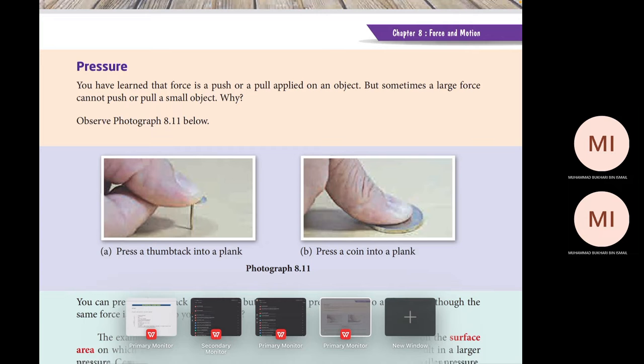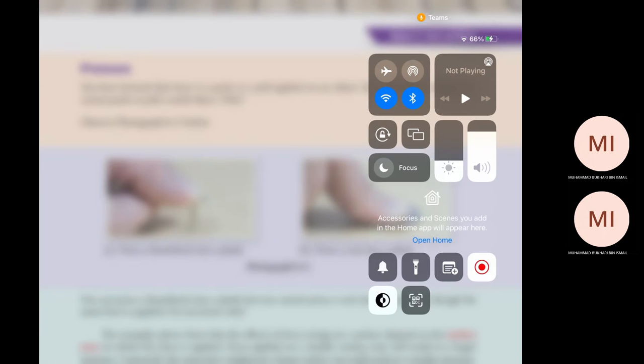You have learned that force is a push or a pull. Remember this. A push or pull applies upon an object, but sometimes a large force cannot push or pull a small object. Why? That is the question that we have.